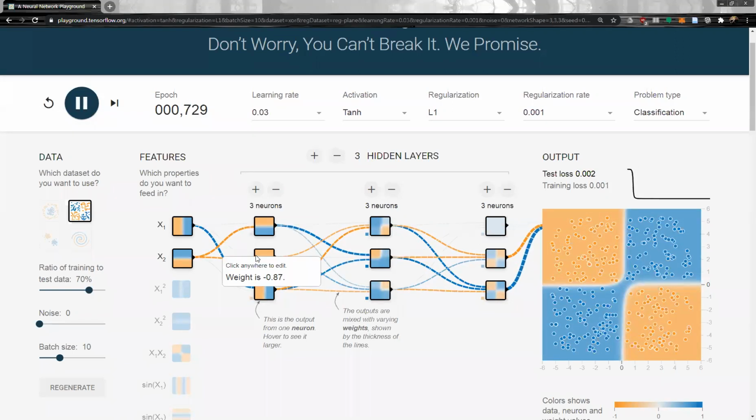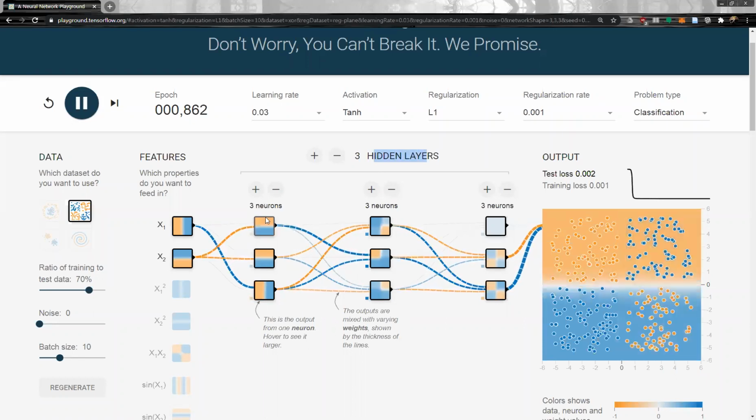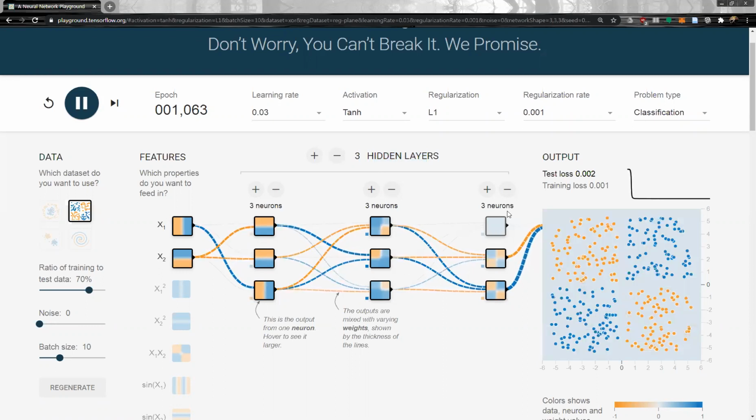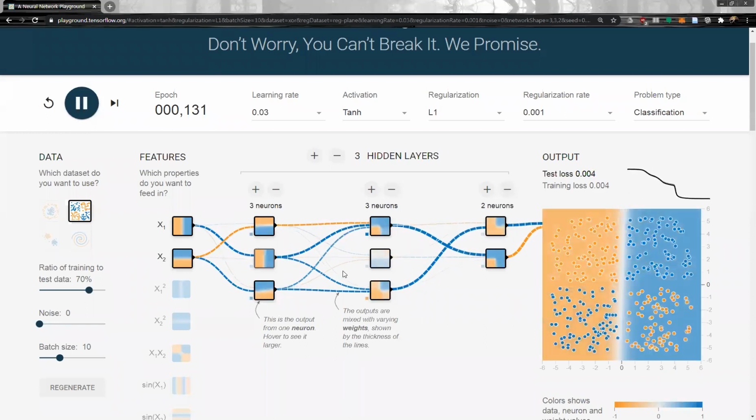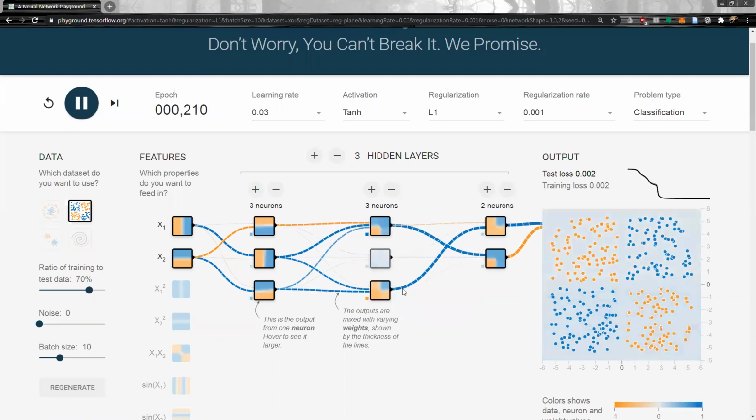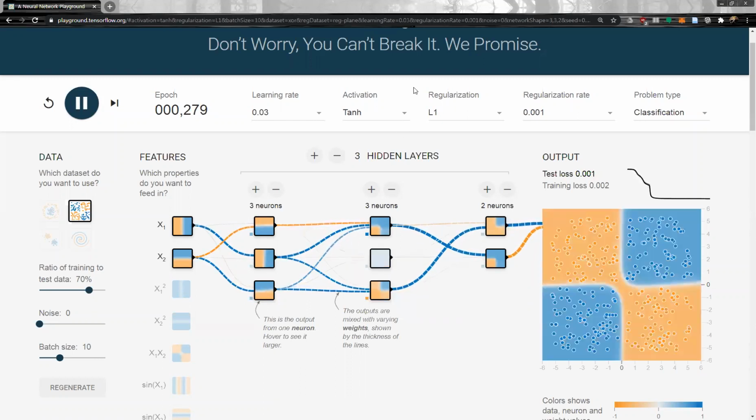You have two features and three hidden layers, and in each layer you have three neurons. It is a very deep learning model. And actually this one is not even necessary. You can remove this one. Now it is still as good. This one is idle too, so we can remove this one.